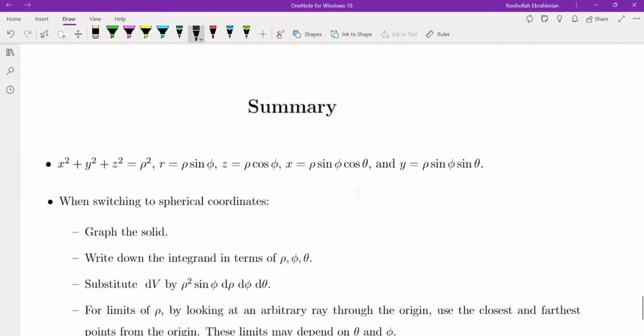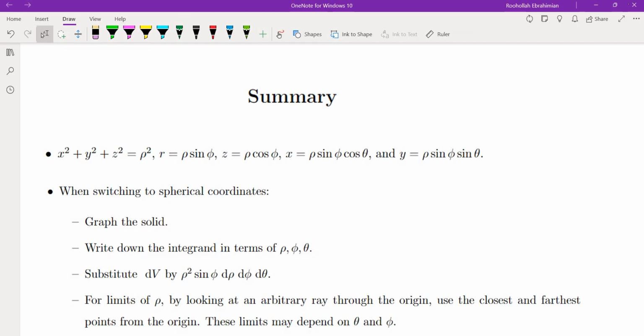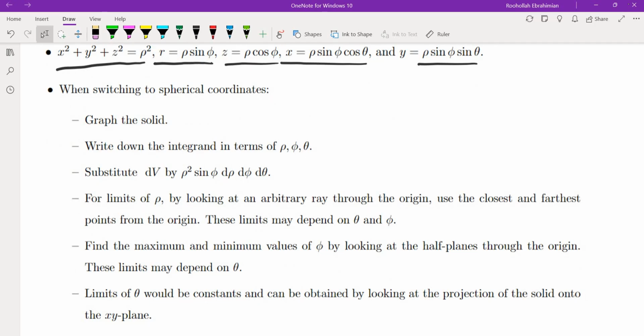So to summarize, this is what we did. We talked about what spherical coordinates are. We talked about the relation between spherical coordinates and Cartesian coordinates. So these 5 formulas are extremely important. You'll have to be able to use them over and over, so you'll have to remember them. When we switch to the spherical coordinates, we graph the solid first. We write down the integrand in terms of rho, phi, theta. We substitute dv by rho squared sine phi d rho d phi d theta. This is the spherical factor.